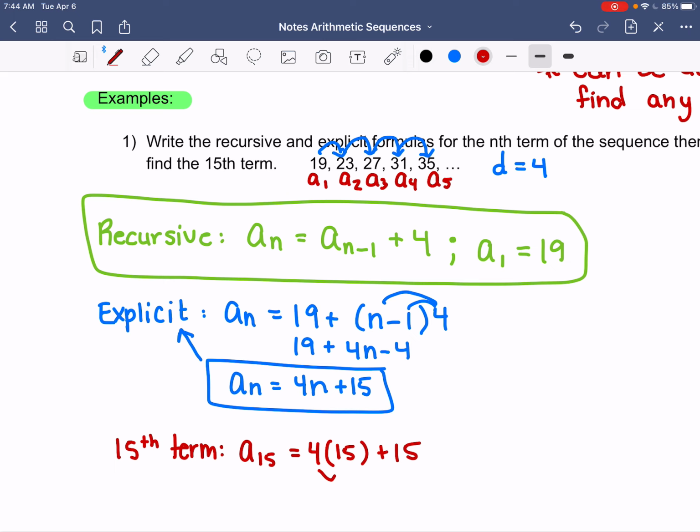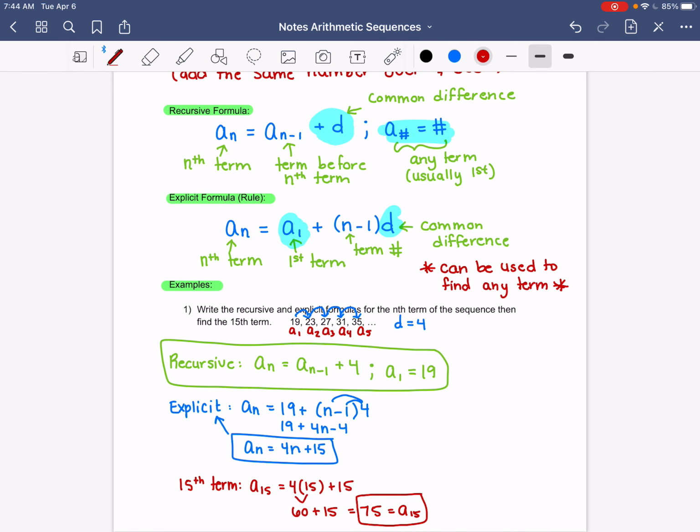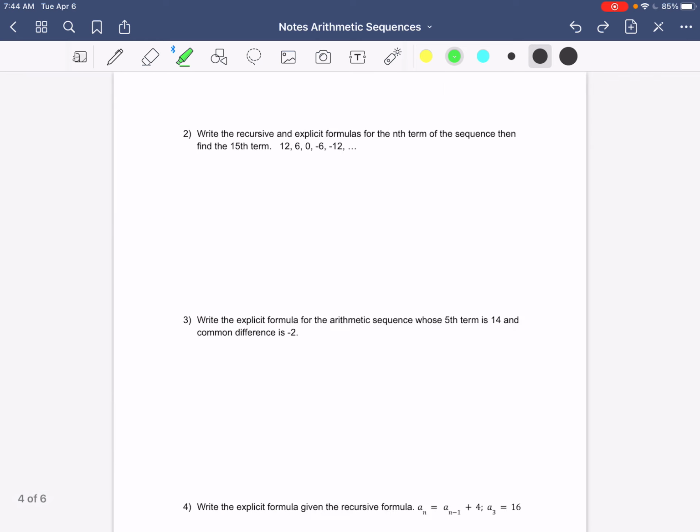So 4 times 15 is 60, and 60 plus 15 is 75. So that is the 15th term. A sub 15 is 75. That's the 15th term. Okay, so the recursive rule right here, you need to know the term that came before. So you would know the 6th term, 7th, 8th, 9th, 10th, 11th, 12th. But the explicit rule, you can just plug in whatever term that you want. You plug in that number for your n, and that will give you your term.